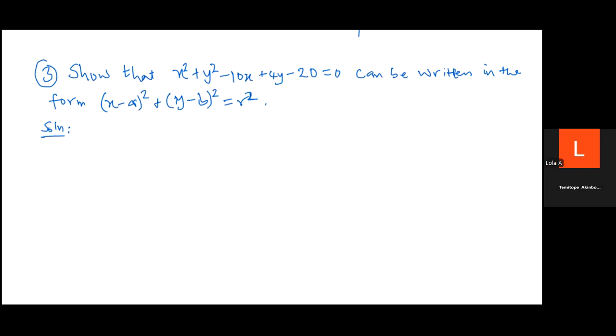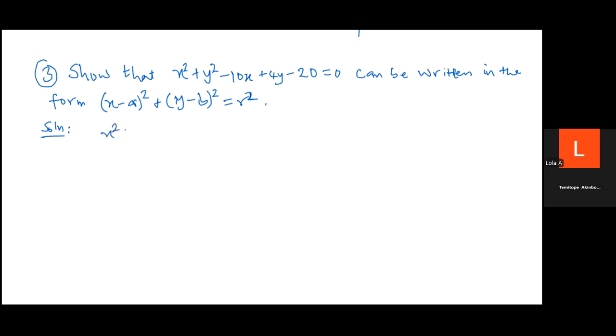Is that clear? So the question can come in another way and say, given that the equation of a circle is x squared plus y squared minus 10x plus 4y minus 20 equals 0, find the center and radius of the circle. So it's the same thing that you are going to do now that you will do if the question comes that way. Is that clear? Okay, so let's now do it.